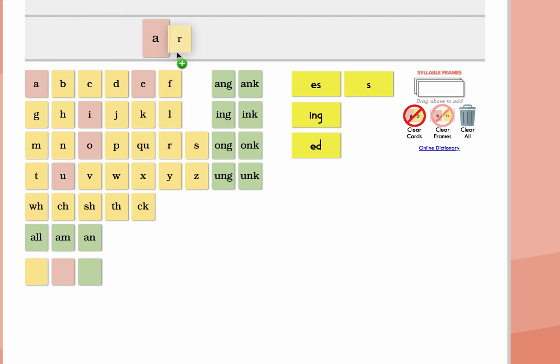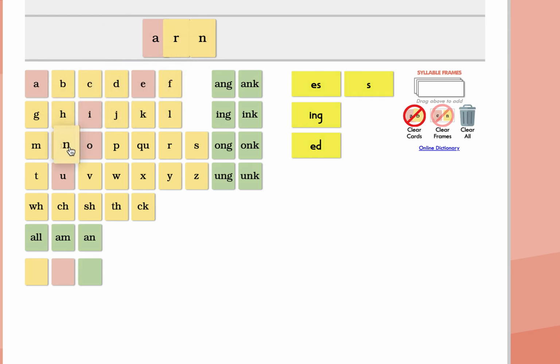Using the AR spelling pattern, how would you spell the word barn? As in, the chickens live in a barn. The word is barn. Very good. We would spell that word B-A-R-N. Barn. Let's try another one.